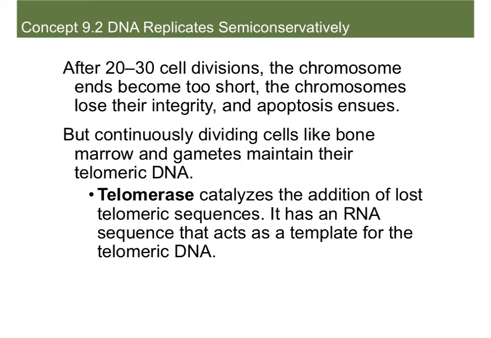Now, in our regular cells, after about 20 to 30 cell divisions, the chromosome ends become too short, and the chromosomes lose their integrity, so apoptosis ensues. This is where the cell is purposely destroyed. But continually dividing cells, like bone marrow and gametes, maintain their telomeric DNA. This is because telomerase catalyzes the addition of lost telomeric sequences, and it has an RNA sequence that acts as a template for that telomeric DNA.